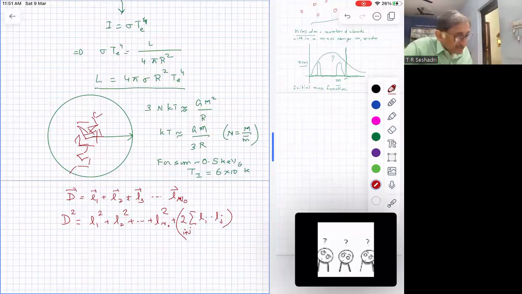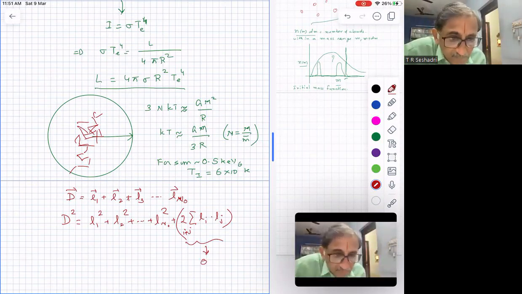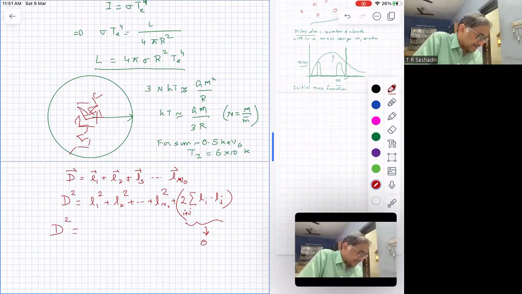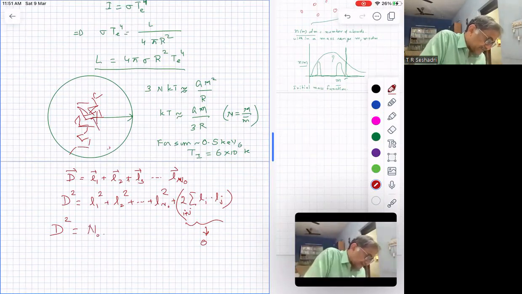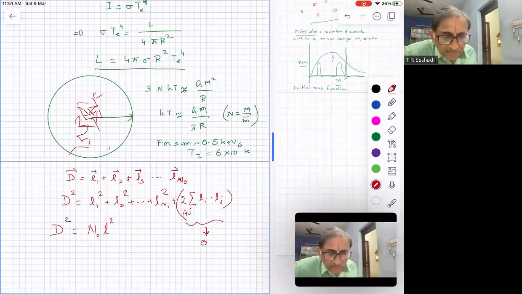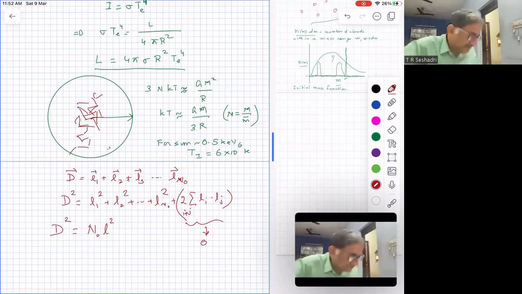But now, since there is a large number of random additions, this will add up statistically to 0. And so the net distance covered will be equal to N naught times, if L1, L2 are all the same, L squared. This is the usual thing about the random walk. When there is a random walk, the distance covered is the mean free path times the square root of n, where n is the number of collisions. Right? Yeah. Okay, so that is what it is.